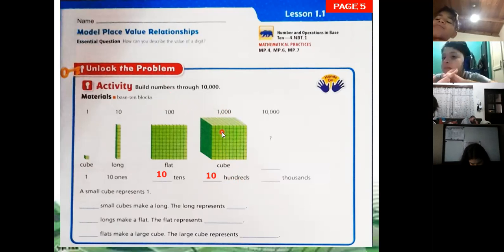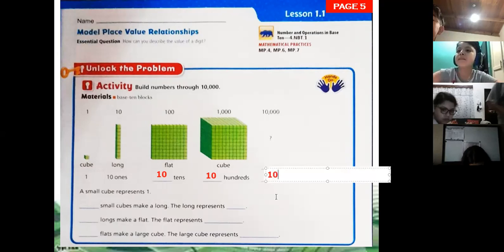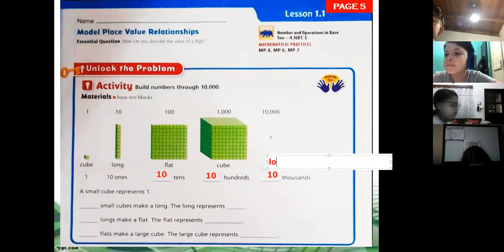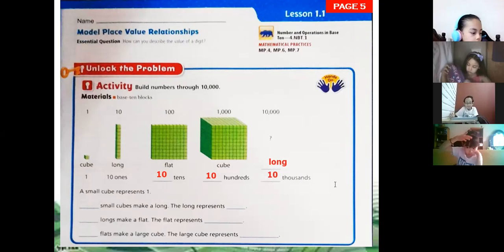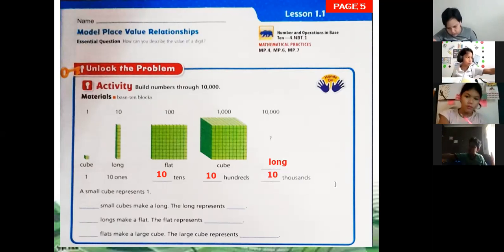Excellent. Now, the question is, remember that each of them has a name. We need 10 thousands. How many of these cubes can make 10 thousands? How many? 10,000. 10,000. Excellent, Marcelo. So the name of this representation is going to be long. Long. So you can write the answer or complete your book in the space that you have.